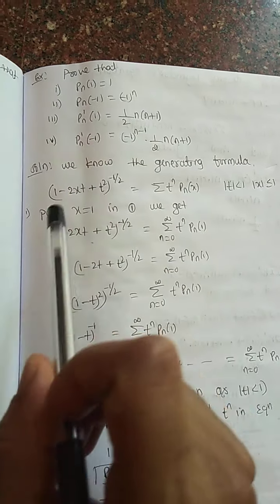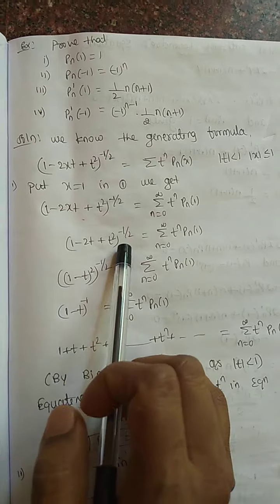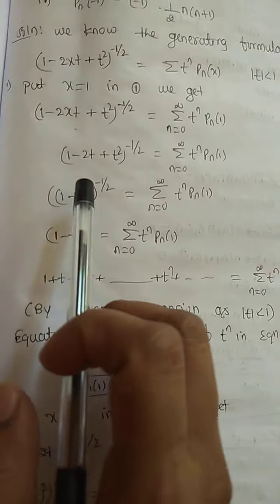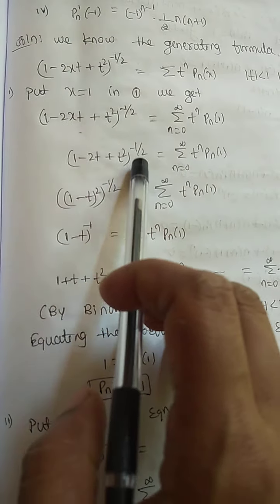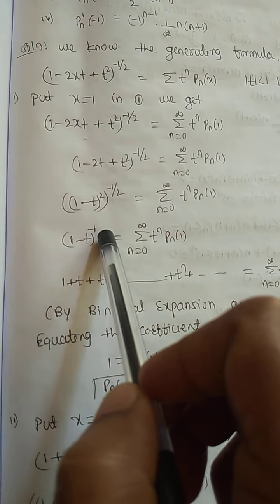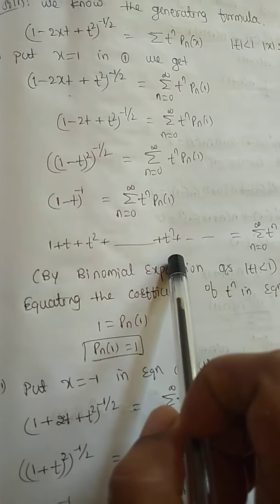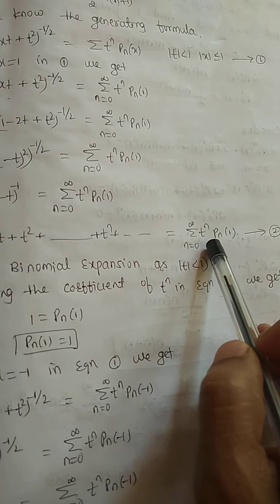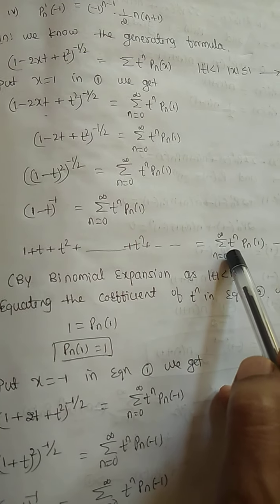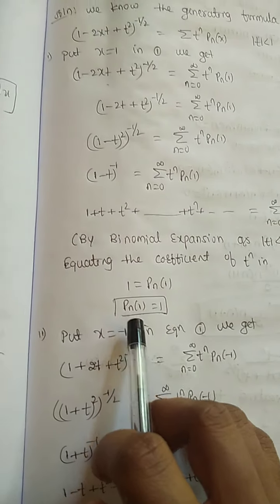Now to prove Pn(1) equals 1, put x equals 1 in this equation. We get (1 - 2t + t²)^(-1/2). This can be written as (1 - t)² to the power -1/2. The 2 cancels, giving (1 - t)^(-1). Now expand this one. After expanding, we get 1 + t + t² and so on plus t^n and so on equals summation t^n Pn(1), n runs from 0 to infinity. Call it equation number 2. Now equating the coefficients of t^n: in this one, the coefficient of t^n is 1, and here the coefficient of t^n is Pn(1). Therefore, Pn(1) equals 1.